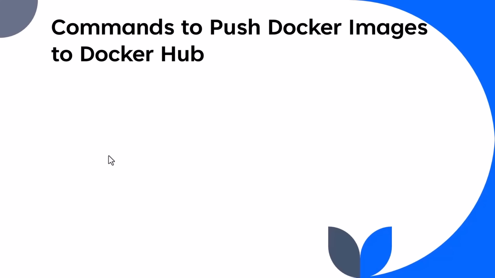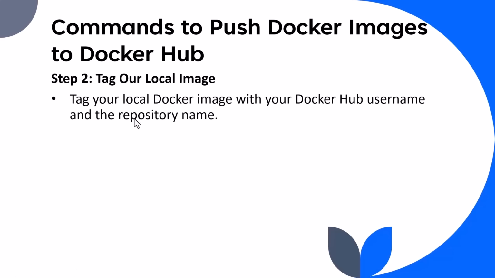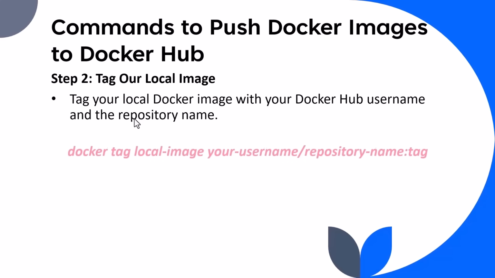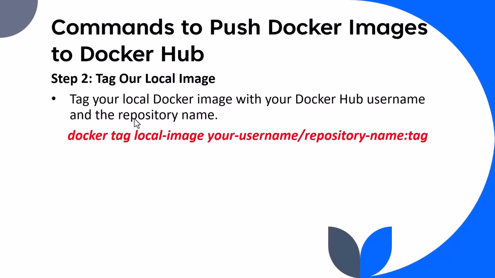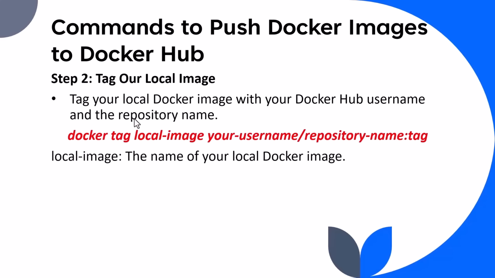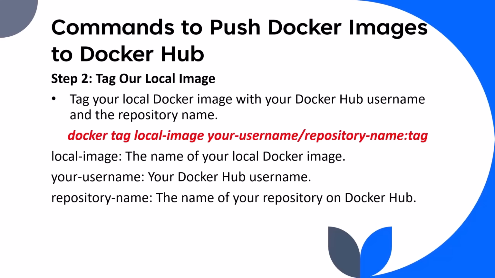Now let's see the command to push the Docker image to the DockerHub. So we have to first tag our local image. So tag your local Docker image with your DockerHub username and the repository name, which is docker tag local image, your username / repository name :tag. Whereas the local image is the name of your local Docker image that we used in the previous lecture, and username is the DockerHub username, because you need to put in the DockerHub to log in, username and the password. And the repository name is the name of your repository on DockerHub.